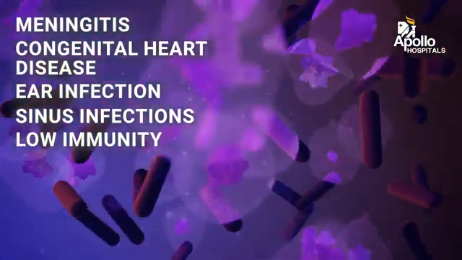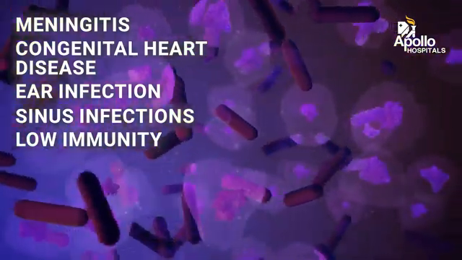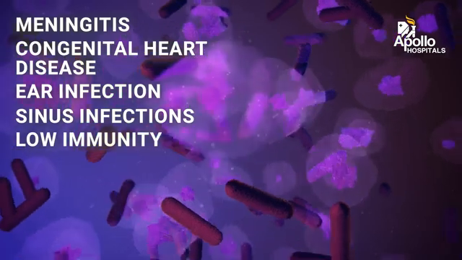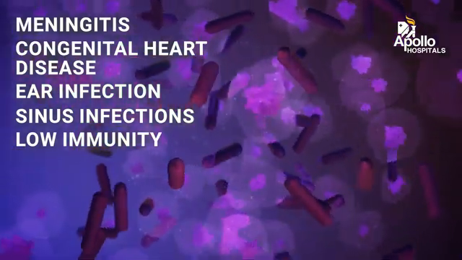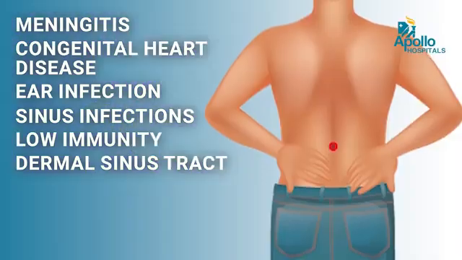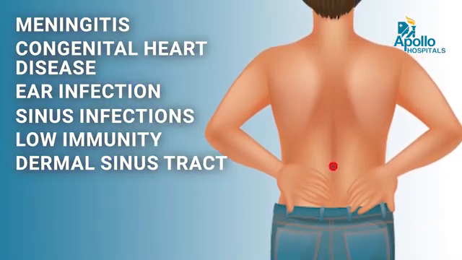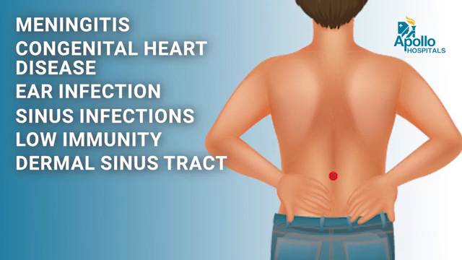Fourth is the presence of very low immunity in certain children who are probably HIV positive or who have leukemias. And the last important cause is the presence of a dermal sinus tract, which is present in the lower back. In some children, there's a small opening which can cause infection to go from outside into the brain.